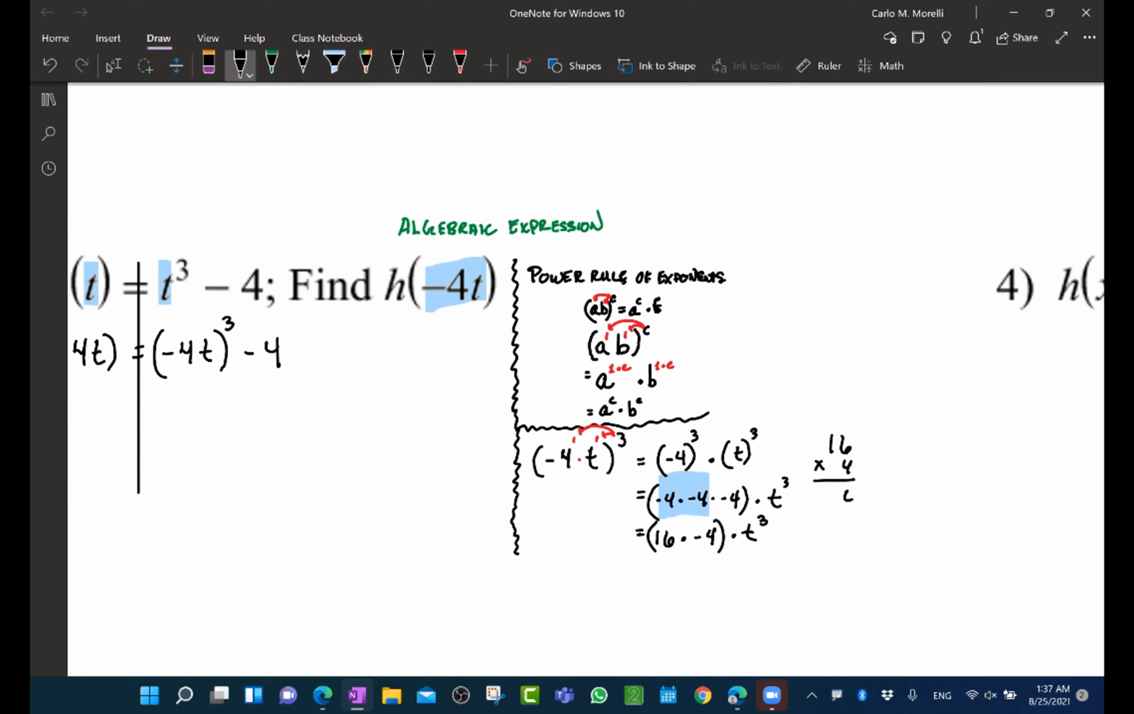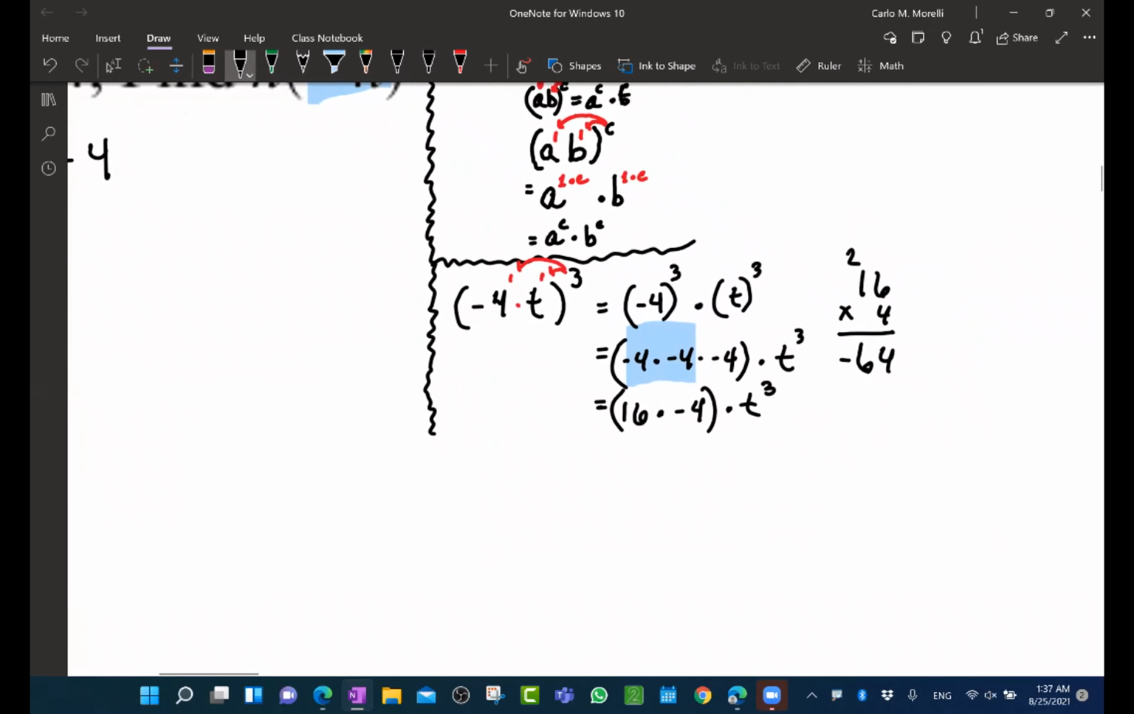6 times 4 is 24. Carry the 2. 1 times 4 is 4, plus 2 is 6. So remember to put your negative sign. So it's -64. Let's go back here. So I should have been writing this out the whole time. -4t cubed equals -64t cubed. Okay.